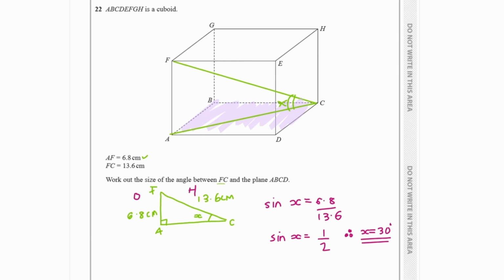This was a 2-mark question, so we would get the first mark for identifying the correct trigonometric function of sine x and writing the correct values for the opposite and hypotenuse, and we would get a second mark for getting a final answer of x is equal to 30 degrees.